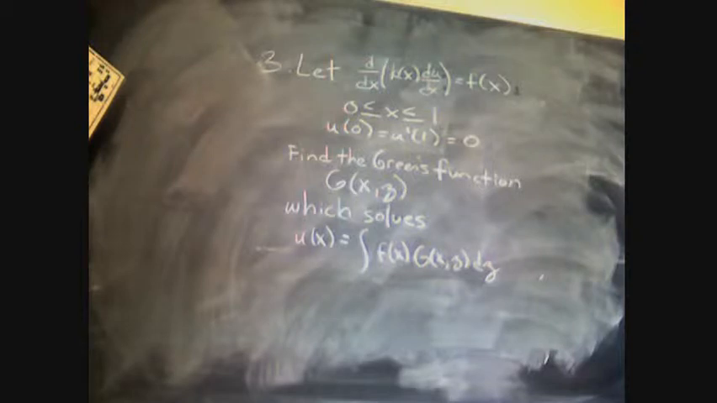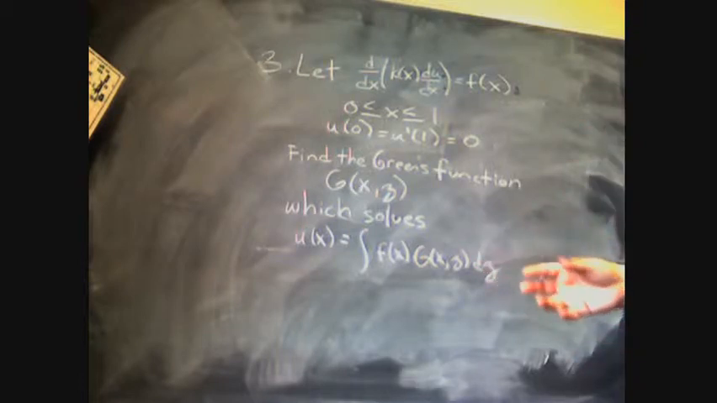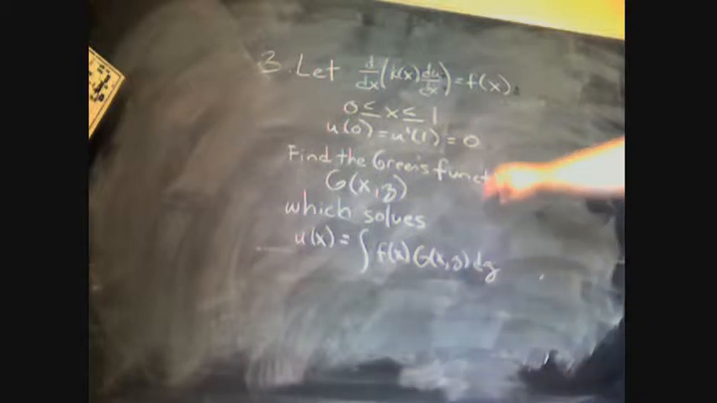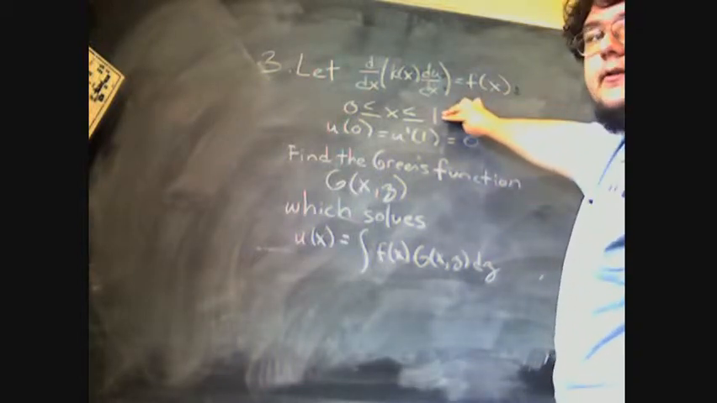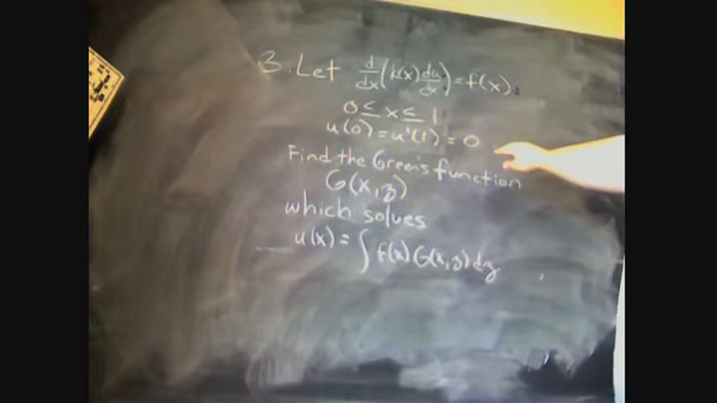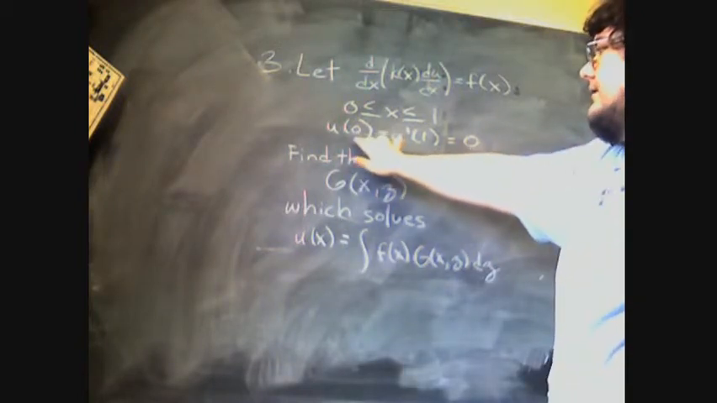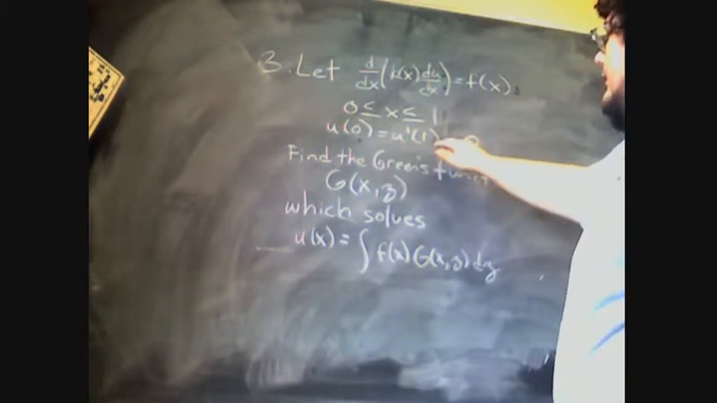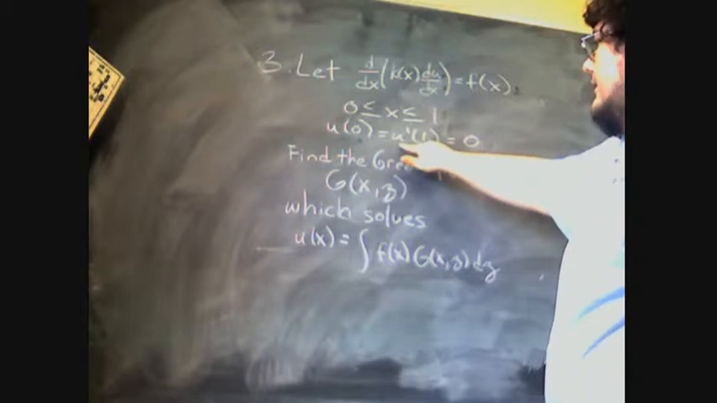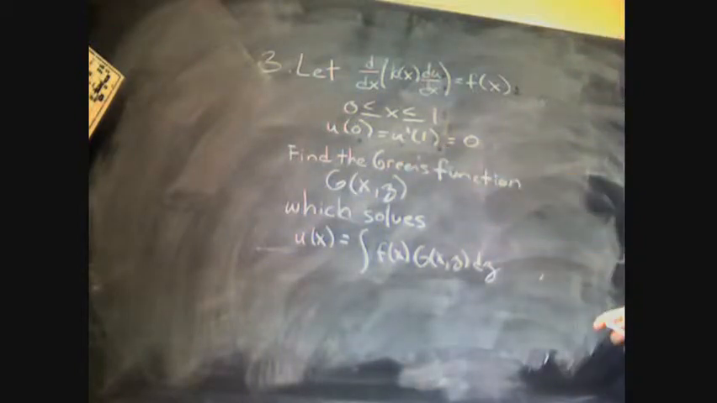This kind of equation is usually used in things like the propagation of a temperature through a certain medium, like a rod or a stick. We have a couple of conditions here. We have x between 0 and 1, the value of u at 0 is 0, and the derivative of u at 1 is also 0.